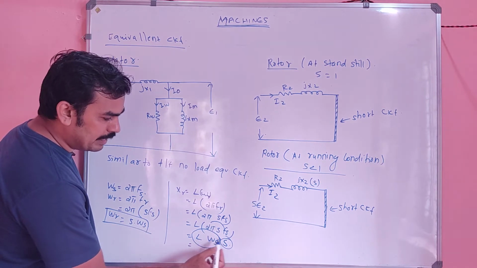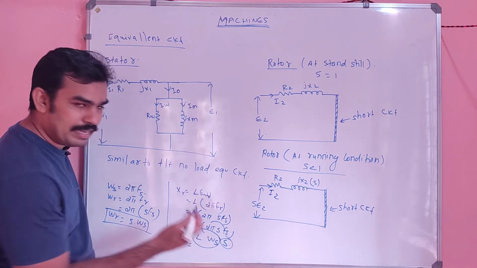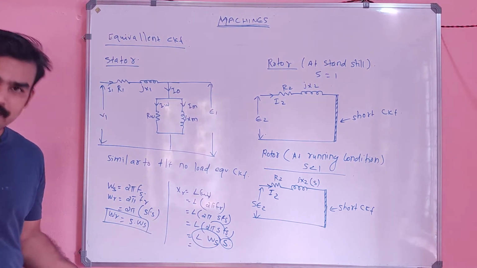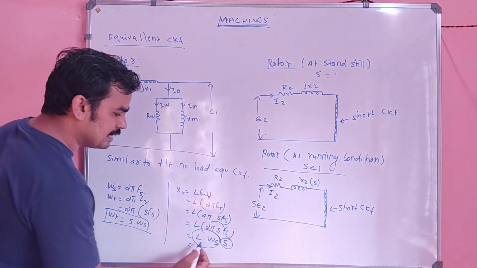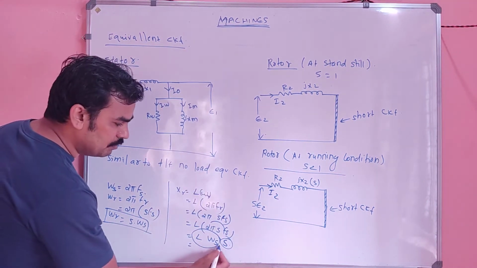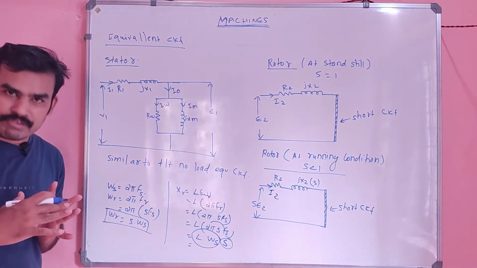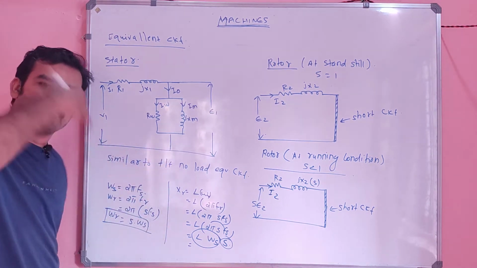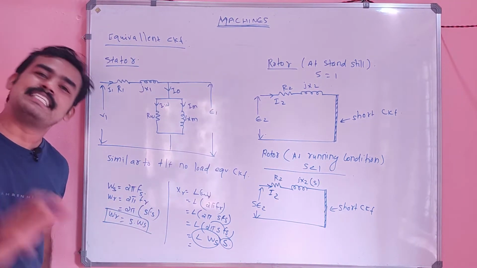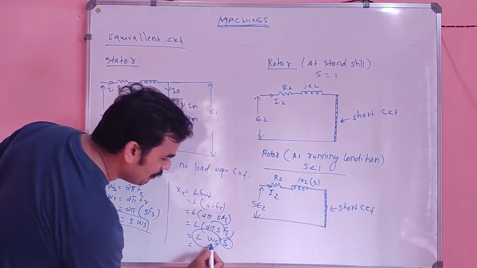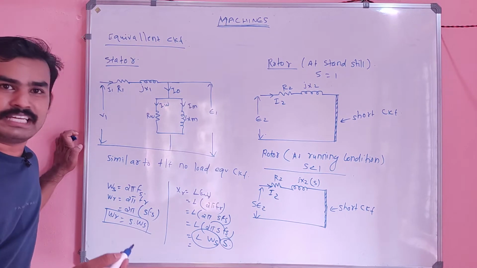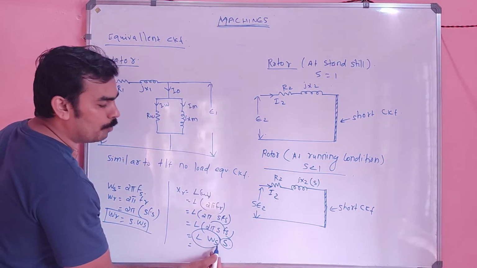So it will be L into omega S into S, correct? So L into omega S is simply X, correct? Simply X. So XR at the running condition will be equal to S times the reactance at a standstill condition. This L omega S is nothing but the standstill condition, right? Standstill condition, because omega is the frequency.